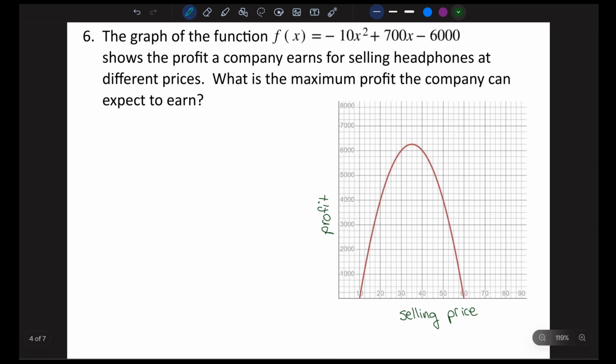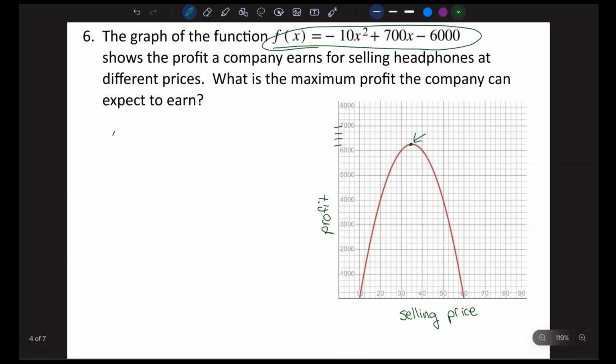Well, Y is my profit. So it's whatever is way up here. Well, it looks to me like that might be, looks like I'm counting by 250s here. So I'm thinking that's 6250, okay? But I want to be completely sure. So I'm going to find my vertex. That's what this spot is. That is my vertex.